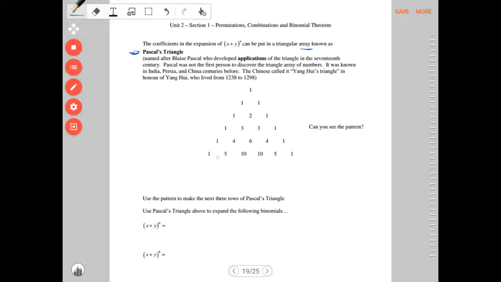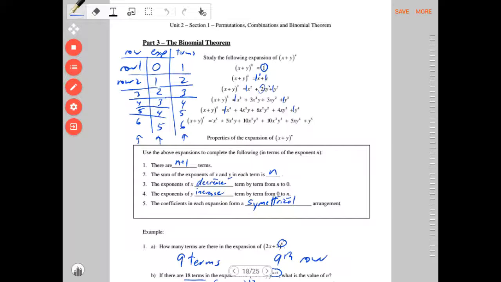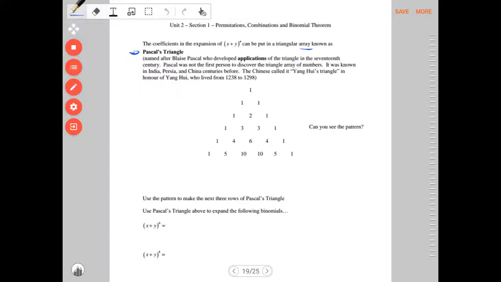So these are all the coefficients we saw from the previous page. Just the coefficients. No x's, no y's, just the numbers out in front. This is called Pascal's triangle. I need you to have a look at this for a second. Can you see the pattern? Maybe that's enough time, maybe it isn't, but that's okay. You notice first that there's ones on all the outside edges.